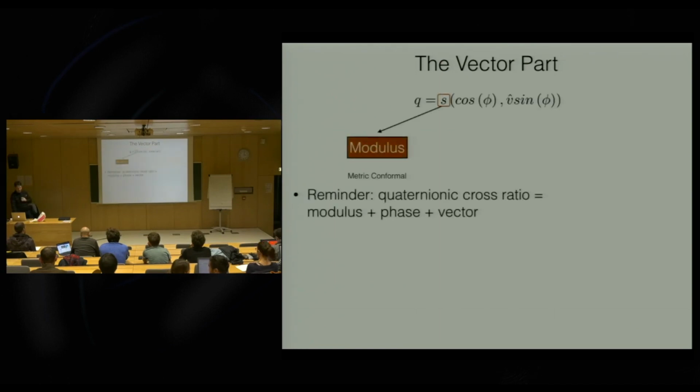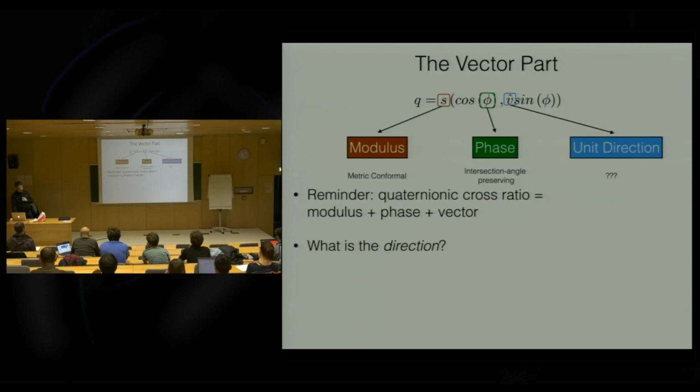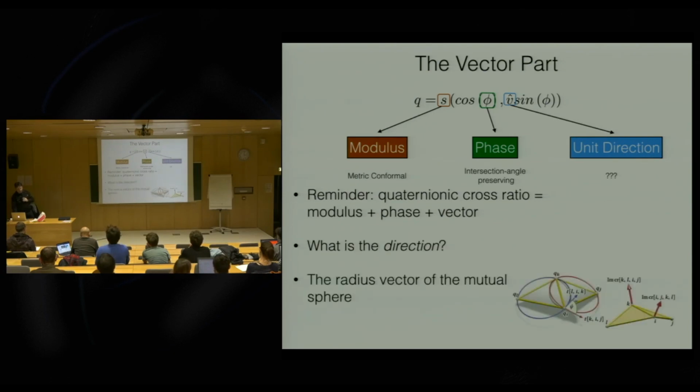So again, I have the modulus, which I preserved if I want conformality. I have the phase that I preserved if I want intersection angle. What happens to this? Well, if you have 4 vertices, the cross ratio at the vertex where you began with, the vector is the direction of the circumscribing sphere. So 4 vertices in space define a sphere. The sphere, by the way, can be the plane, yes? And then this vector is in the direction that goes between the center and the vertex, like this.